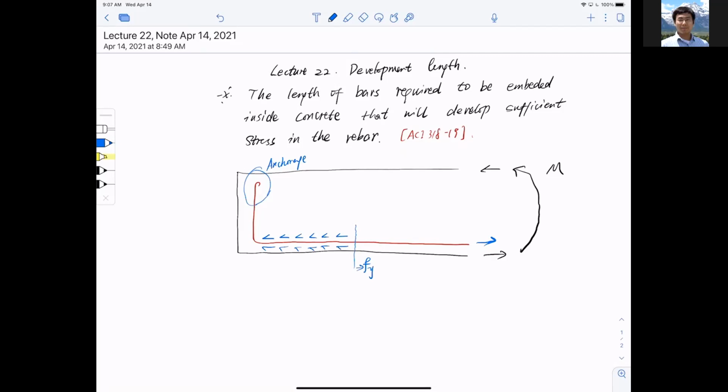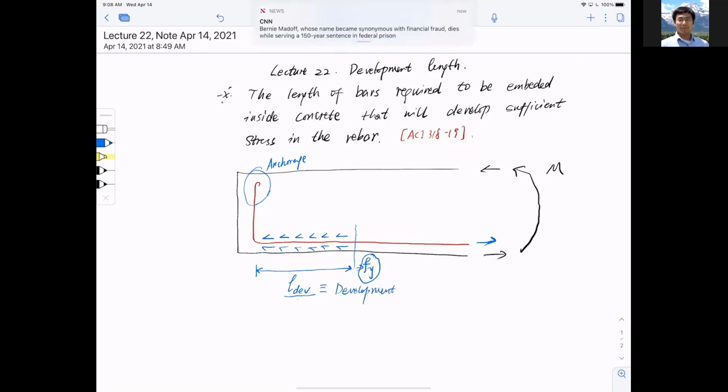And all these resistances build up. So when you add all the resistance up within a certain distance, and this distance is just long enough to allow the stress in the rebar to build up to a value of yield stress Fy, then this Ld is the development length. That is the definition of development length. Put in layman's terms, it's just a bar that has to stick into the concrete long enough to give you that yield stress in the bar.